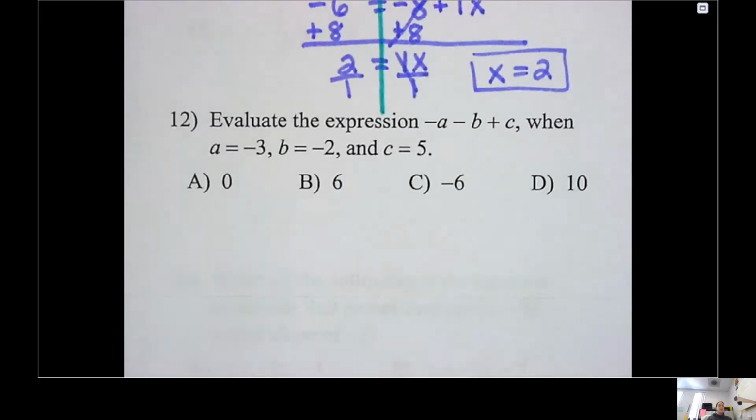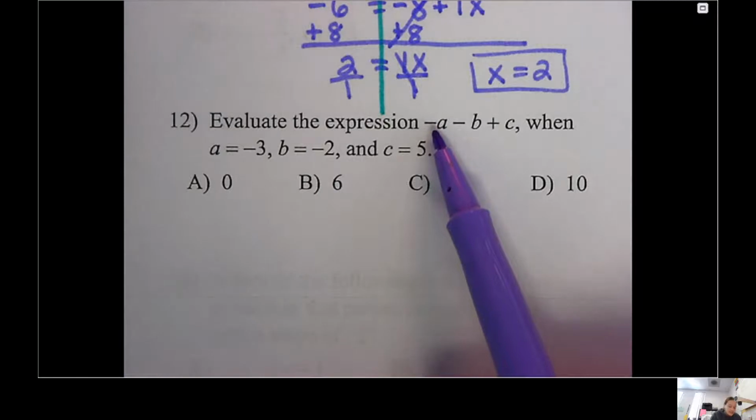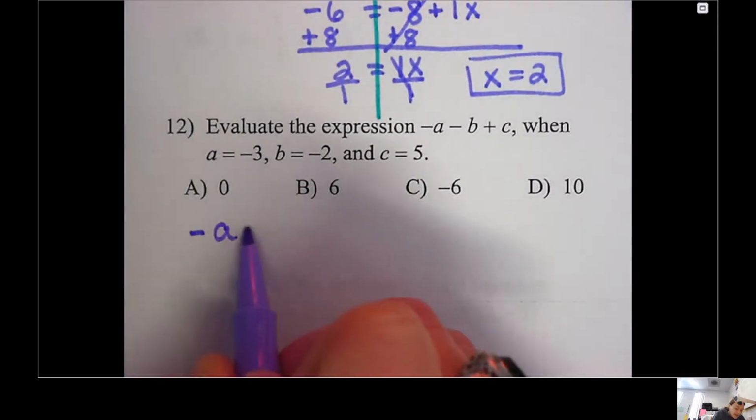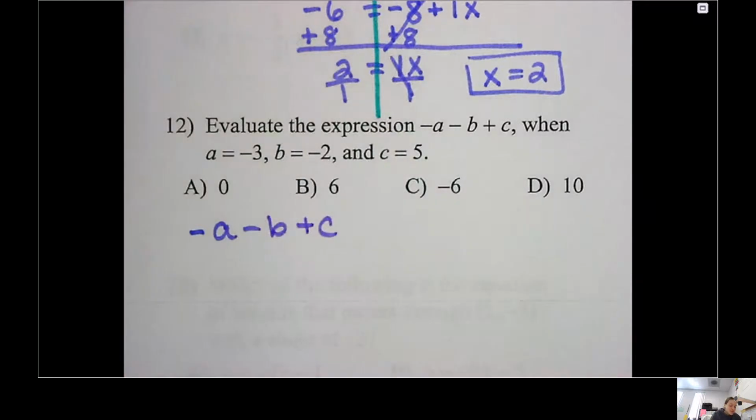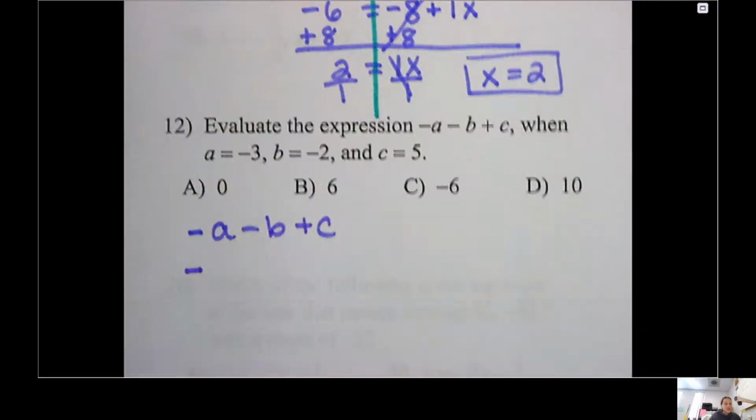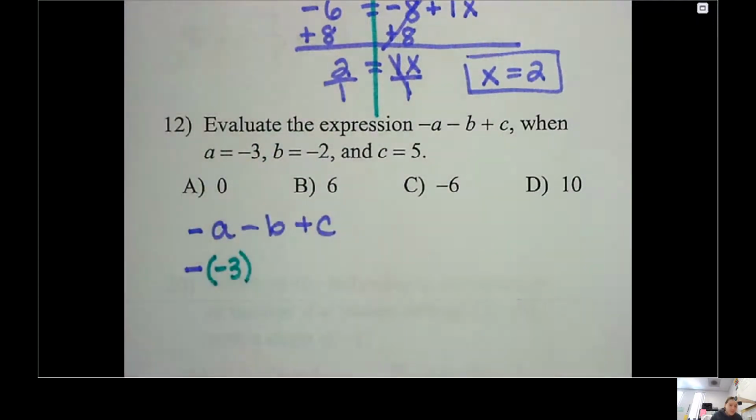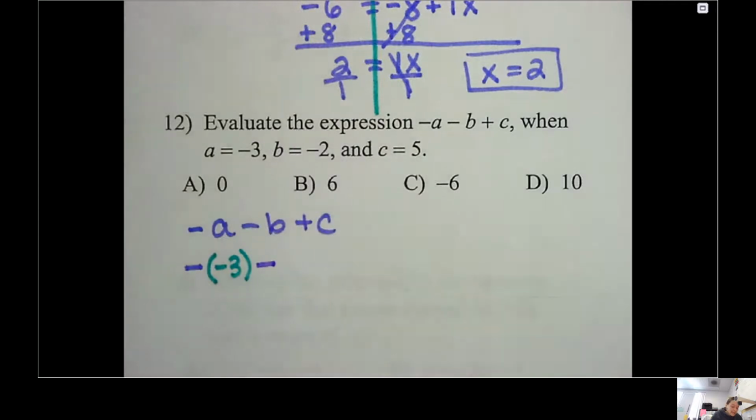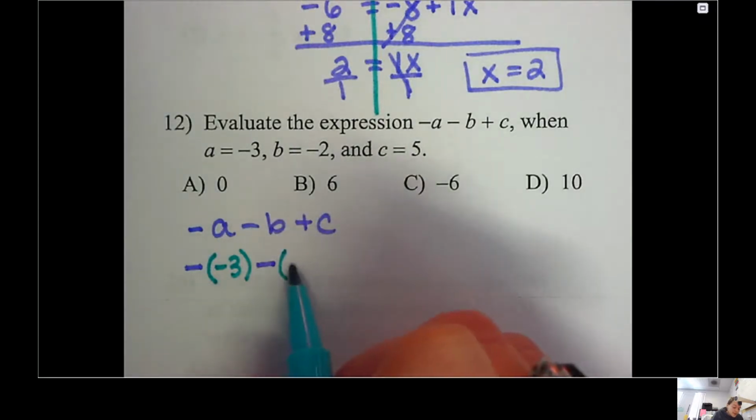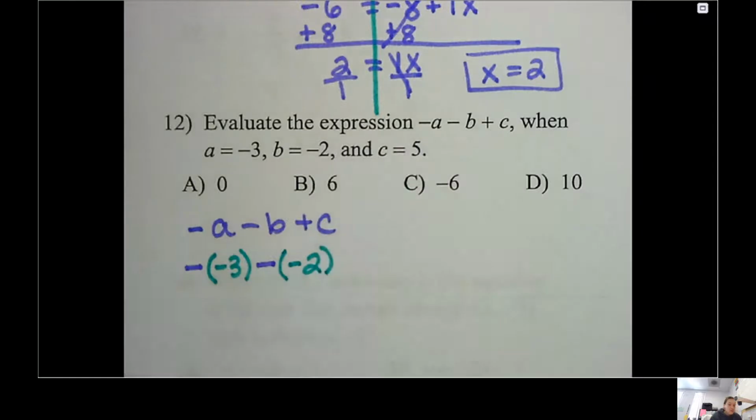Okay, number 12. Evaluate the expression -a minus b plus c when a equals -3, b is -2, and c is 5. So what I have to do is substitute my answers into that expression. Now, I've got to be really careful with the signs here. -a minus b plus c. So I'm going to keep the negative sign, and in parentheses, I'm going to write my a value, which is -3. Okay, minus, now I'm going to put my b value, which is -2. Notice I'm putting them in parentheses.